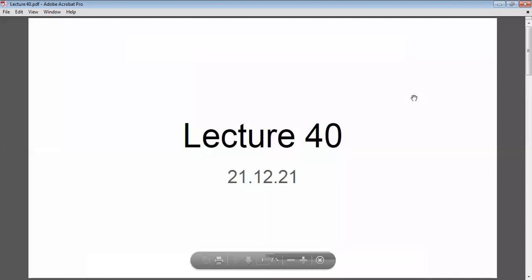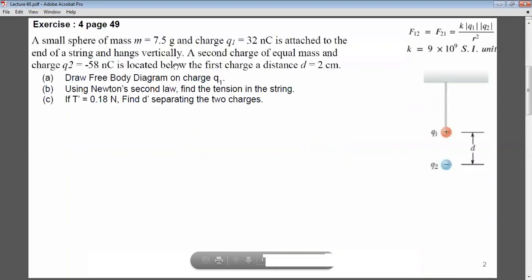Okay, so in this lecture, I'm going to review quickly Coulomb's law and the electric field, and we will review that by solving two exercises on these two concepts. Okay, let's start with one exercise. In this exercise, we will also use the concept of Newton's second law.